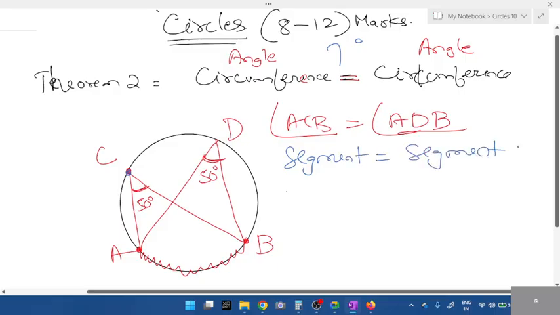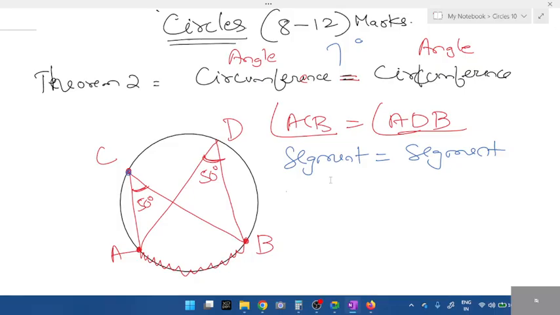Forget about theorem 1, theorem 2. They don't ask theorem 1, theorem 2 in exam. They'll give you a diagram, you have to follow. You have to find the answer. Is this clear, students? Make a note. Segment is equal to segment, or circumference is equal to circumference. Whatever you want, this is the concept. That's it. It's only these 2 theorems. Along with this, you'll have a lot of concepts to solve.